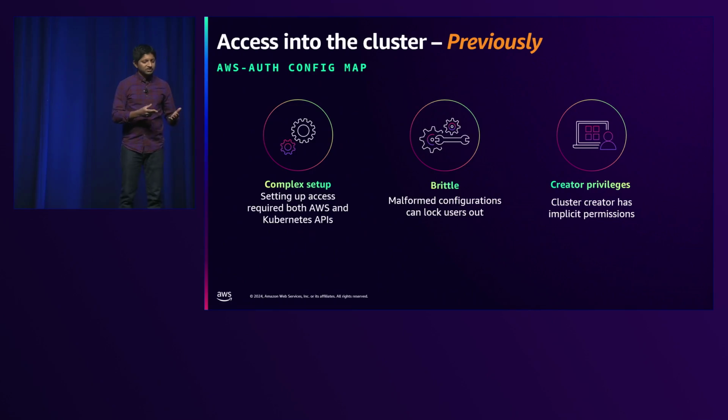Another challenge with the config map experience was it was a little bit brittle. Like if you make a typo in the config map or you don't follow the exact format, you could accidentally lock your users out. And there were behaviors like when you create the IAM identity that is used to create the EKS cluster, it automatically gets super user access. Now, this was a behavior which many customers didn't like.